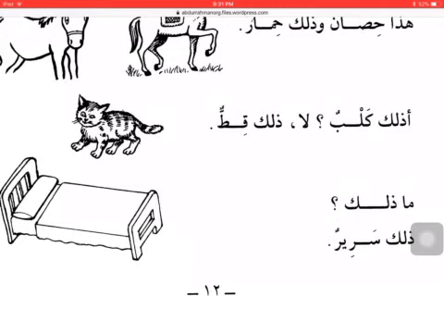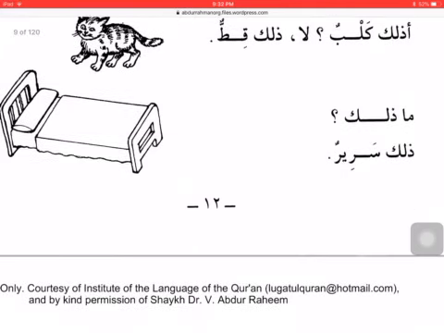ذلك كلب became a question because Hamza came in the beginning. Is that a dog? Kalb means dog. Is that a dog? Of course it's not a dog, it's a cat. So you're going to answer with la. Hamza begs yes or no in the answer. La. ذلك قط. No, that is a cat. ذلك كلب. Is that a dog? La. ذلك قط. No, that is a cat. ما ذلك? What is that? ذلك سرير. That is a bed.